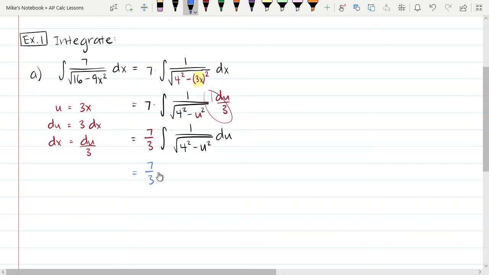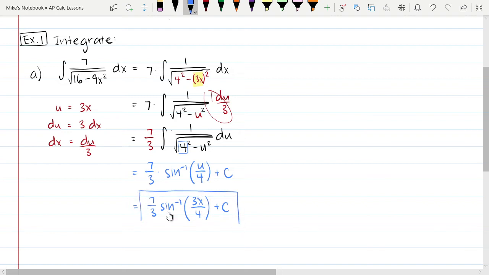So this now becomes 7 thirds times the inverse sine of, remember, it's u over a, but my a in this case is 4, and then plus c. And then finally, we're going to substitute back in for u, and we can get 7/3 times the inverse sine of 3x over 4 plus c. And that's our answer. And again, you are welcome to have written this as arcsine.